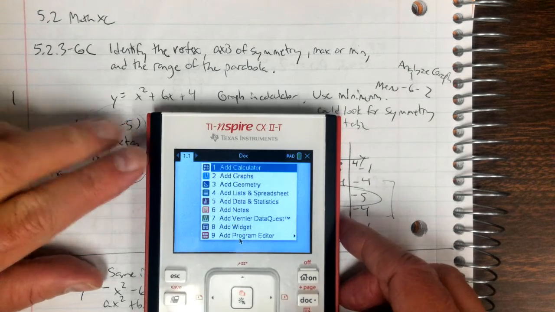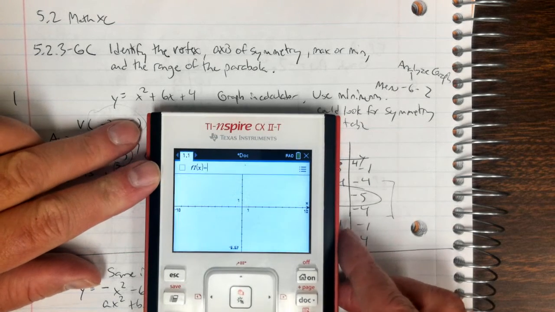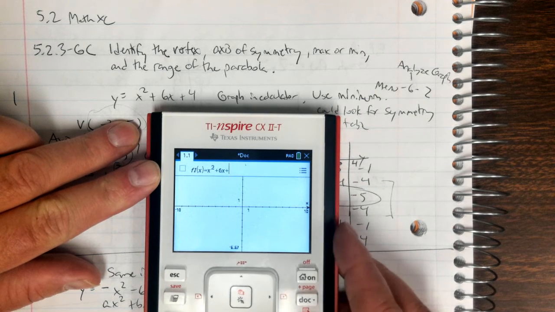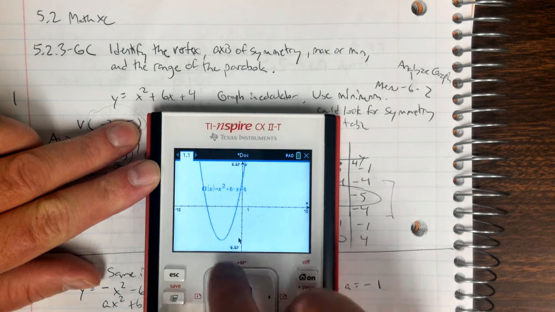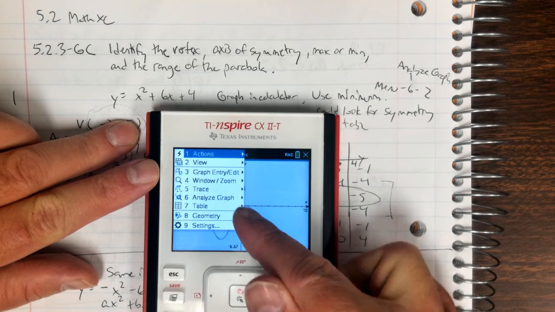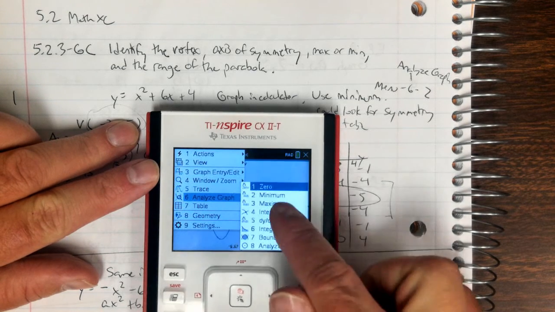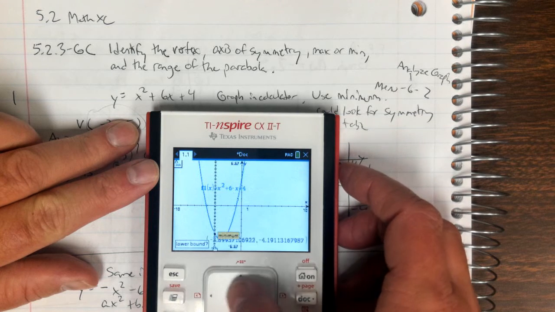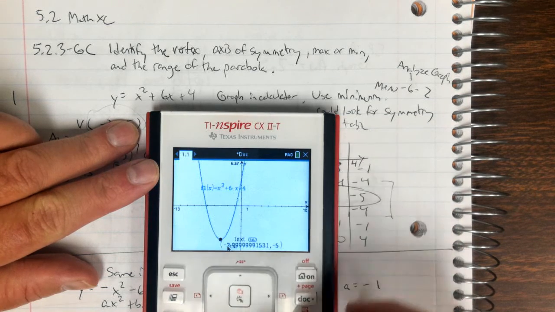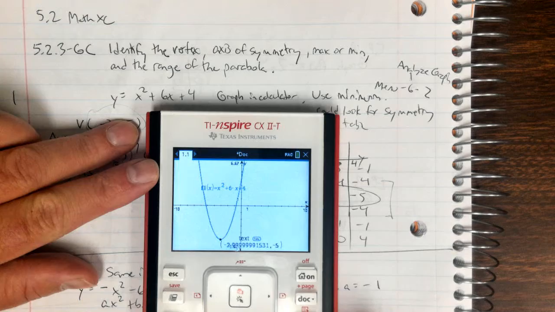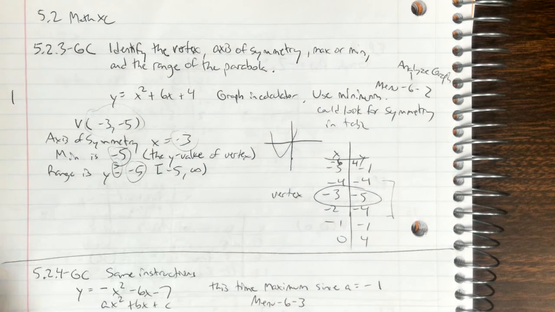So we add graph x squared plus 6x plus 4, enter. The window was already okay, so I do menu 6 for analyze and then 2 for minimum. The lower bound would be the left side, the upper bound would be the right side. And we just round that to -3. So -3, -5. That's what we get.